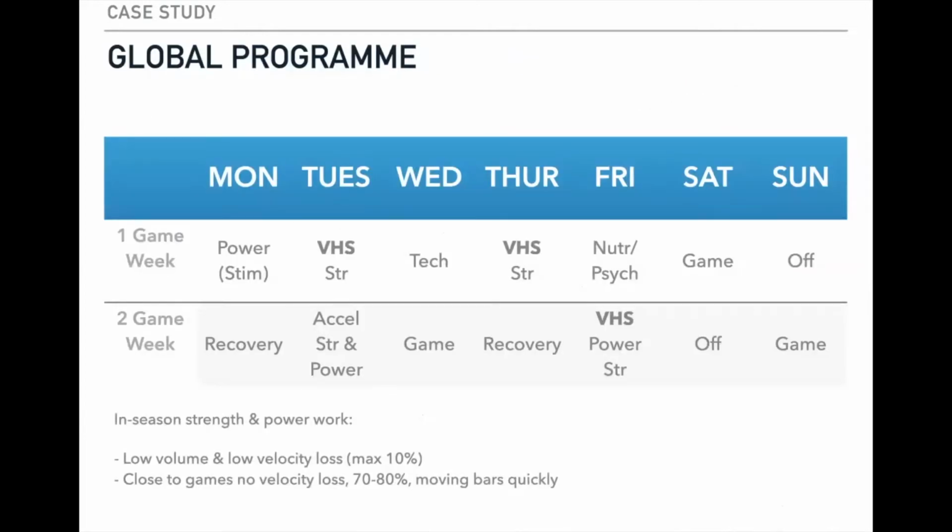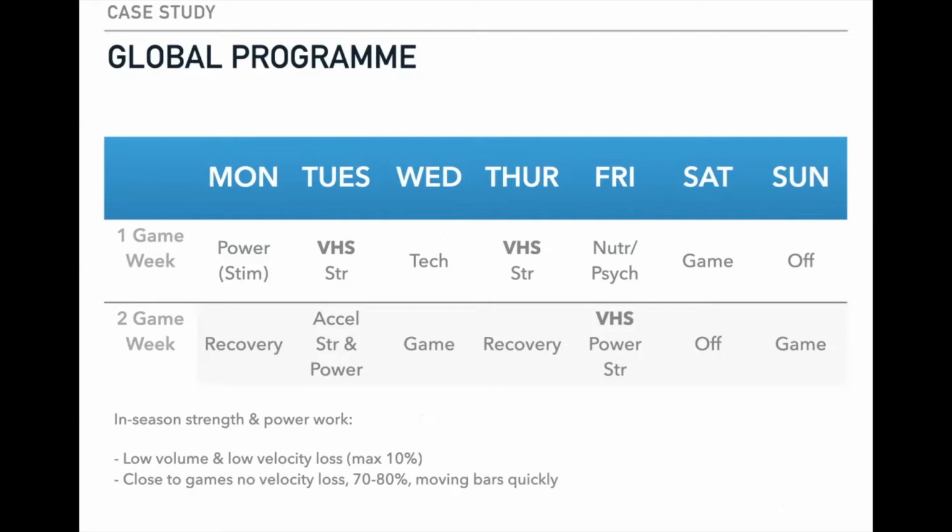In terms of how that fits in with his weekly program, on a 1-game week, we would do 2 very heavy sled sessions, Tuesday and Thursday, either side of training on a Wednesday, and then we'd leave enough room at the back end of the week for him to have a day of recovery before he played.